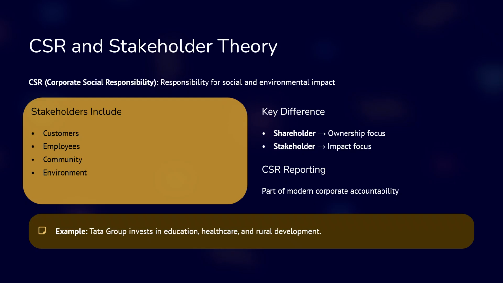While shareholders own a part of the company, a stakeholder could be a neighbor living near the factory or a customer using the product. Today, many large companies issue a CSR report along with their annual report. This report shows their non-financial contribution to society. For example, the Tata Group invests heavily in education, healthcare, and rural development initiatives. To recap, social responsibility has evolved from a simple profit-making goal to a complex commitment to stakeholders and the environment.